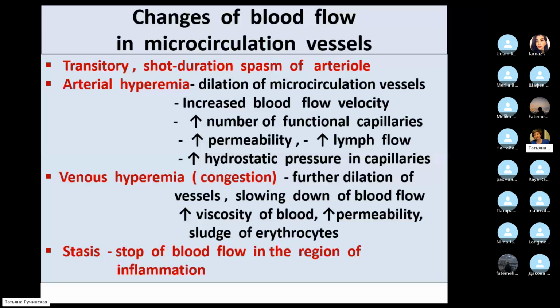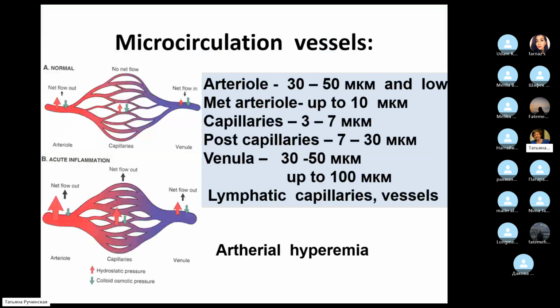Further, increased permeability, which leads to formation of exudate in interstitial space. And the last will be stasis. Stasis means stoppage of the blood flow in the region of inflammation, not in all vessels. You see? This is for you to remember, because in the previous lecture you received such information about this.